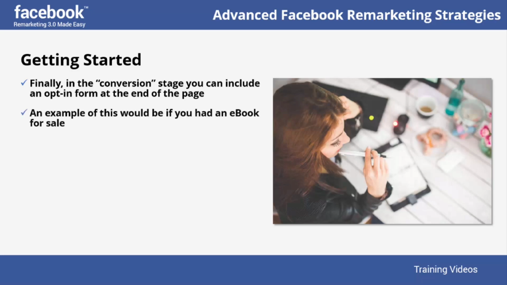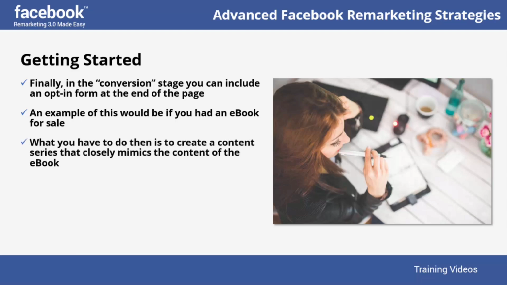An example of this would be if you had an ebook for sale and you see that there are people that visit the sales page for that ebook on a very regular basis, yet they don't buy it, and they don't even opt into your email list to receive updates for the ebook in question. What you have to do then is create a content series that closely mimics the content of the ebook to make non-converting leads think that you are releasing the material periodically for free. Then ask them for their email addresses before they can access the last part of the content series, and then start remarketing to them right to their email addresses.